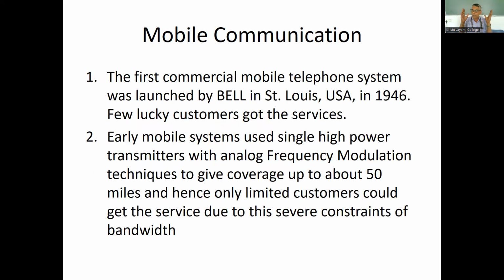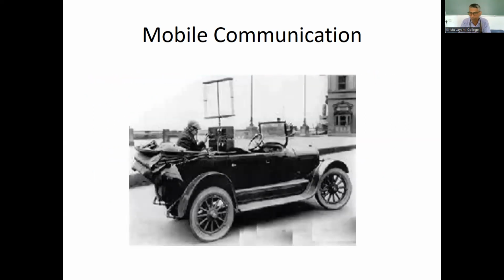Till 1920, the first commercial mobile telephone system, please remember, was launched in the Bell Laboratories in 1946, and only a few lucky customers got the service. And please remember the one difference which we have observed now. In the beginning of mobile communication, the mobile phones which they were using were stationary. So there is a car, as you can see in this picture, and the antenna is fitted with this car. And this car is moving in the street, and wherever there is a mobile phone, it is catching the signal through this one.